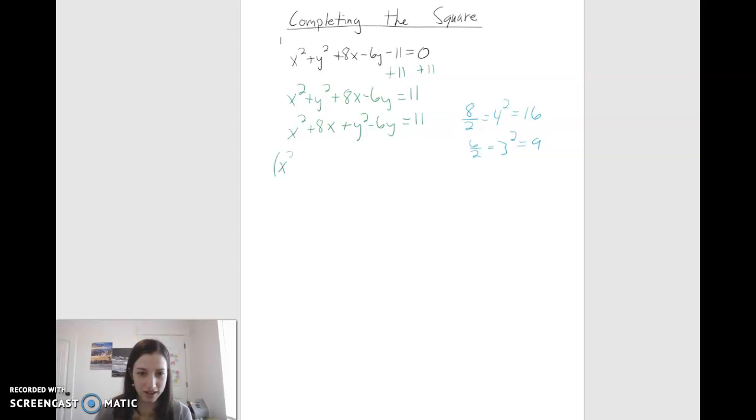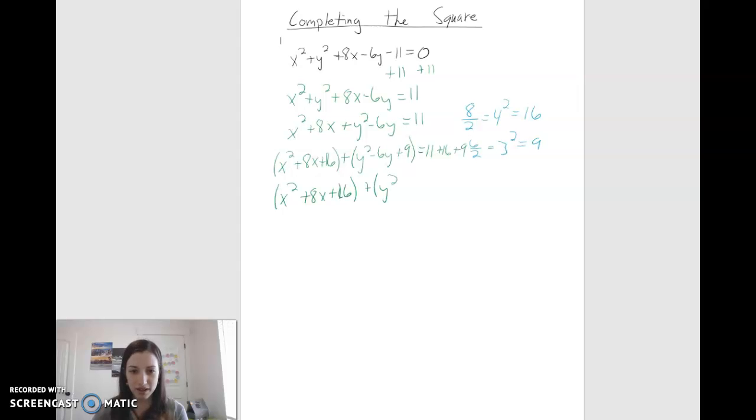So now I've got x squared plus 8x plus 16 plus y squared minus 6y plus 9. And then that's going to equal 11 plus 16 plus 9, because what I do to one side of my equation, I have to do to the other side. So now I've got x squared plus 8x plus 16 plus y squared minus 6y plus 9, and then that's going to equal 36.